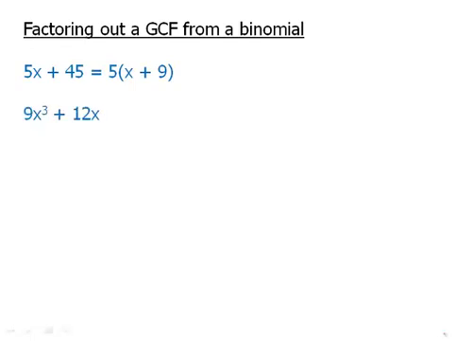Here's another binomial. This one is a cubic binomial. Here we can factor out both a 3 from the coefficients. 3 is the greatest common factor of the coefficients. And also, because we have 3 factors of x in the first term and 1 factor of x in the second term, we can factor out an x. So we factor out 3x, and that leaves us in the first term with x squared, and in the second term it leaves us just with 4. So that is a totally factored expression.